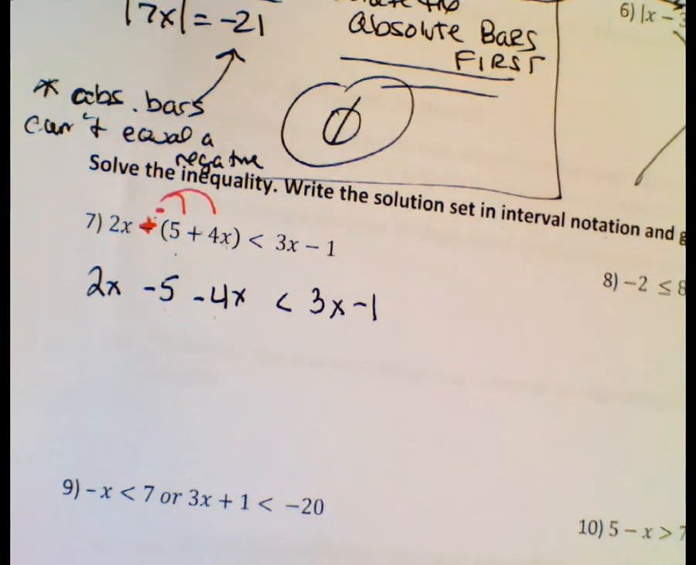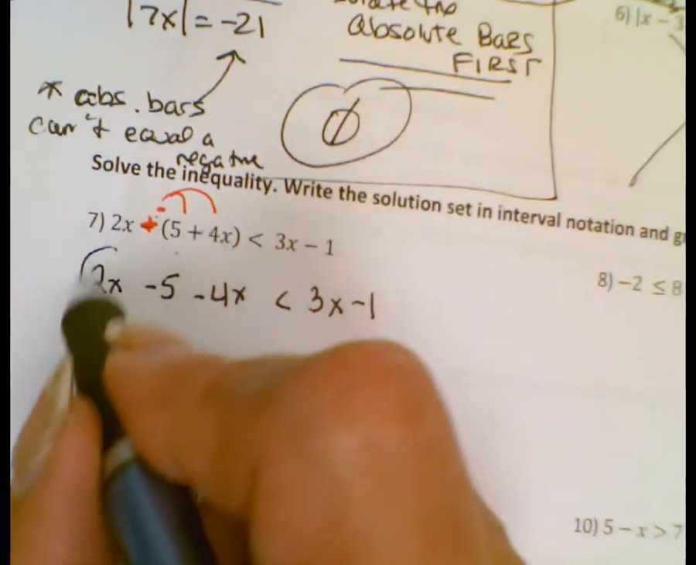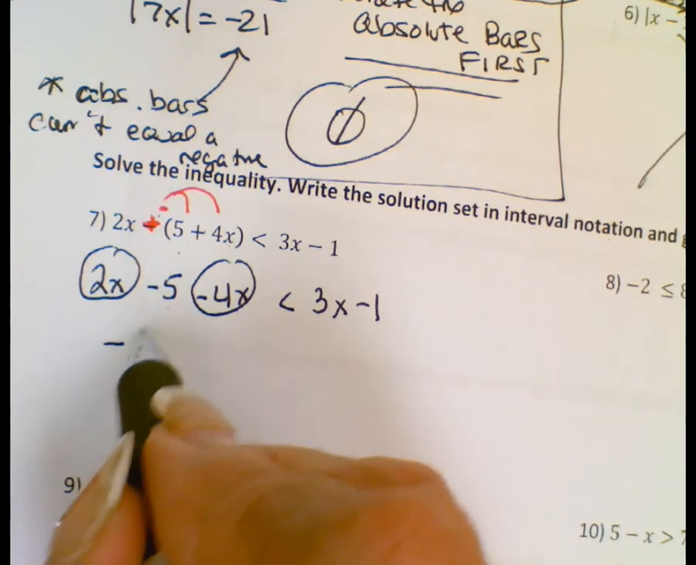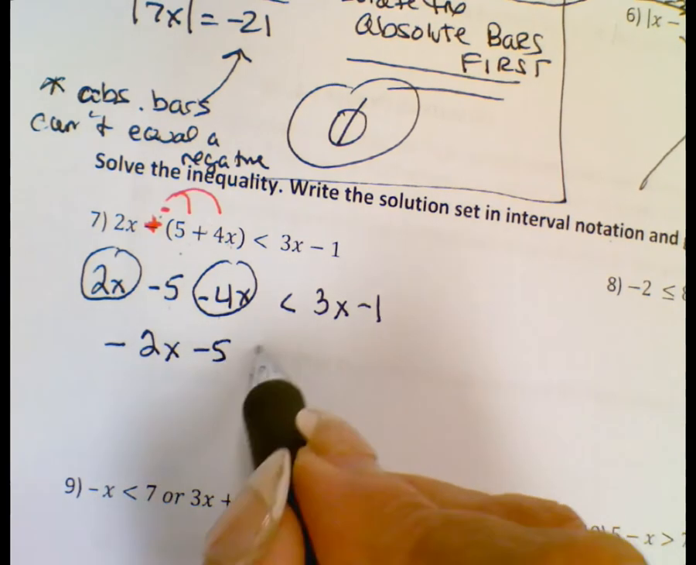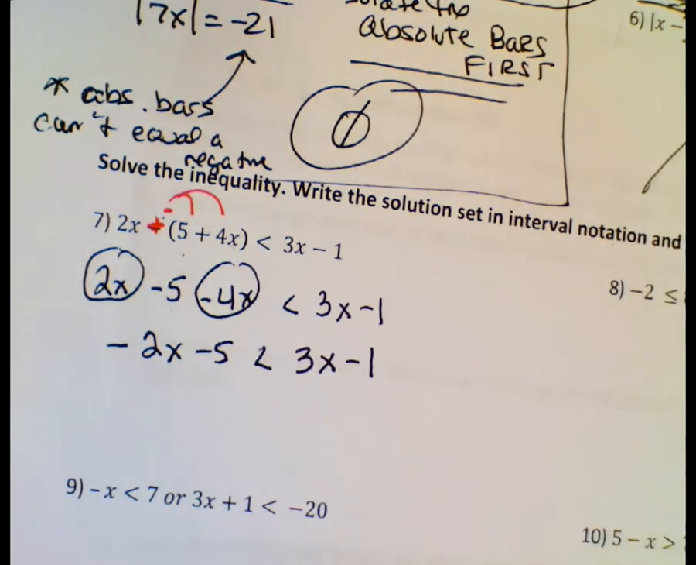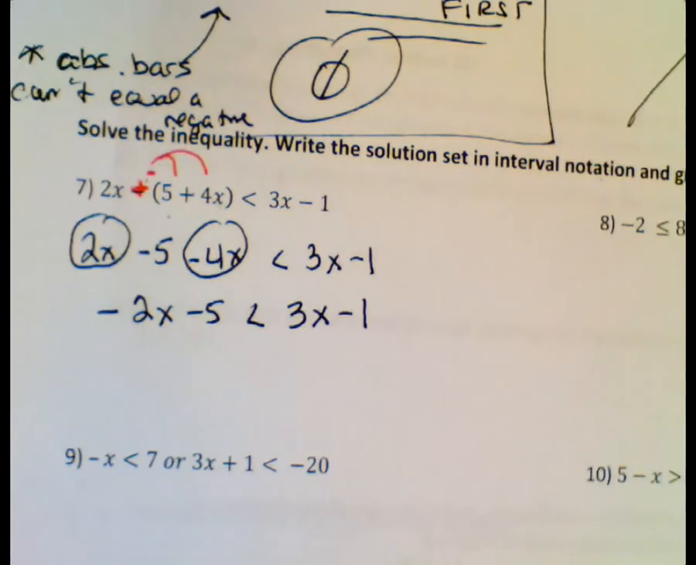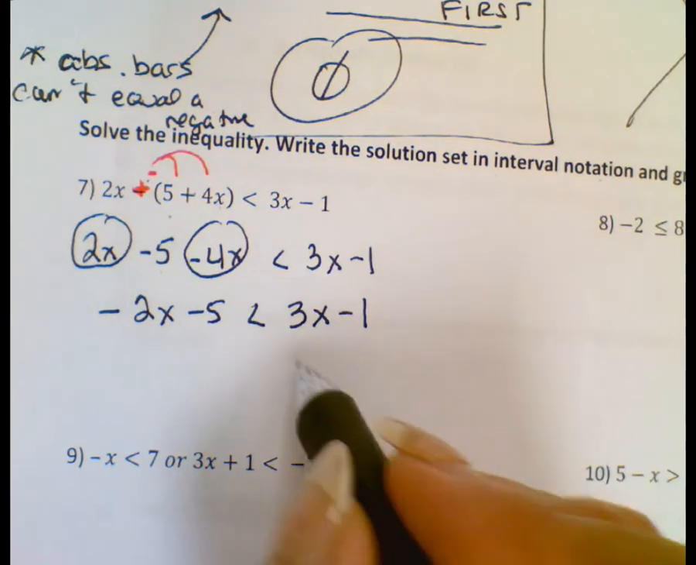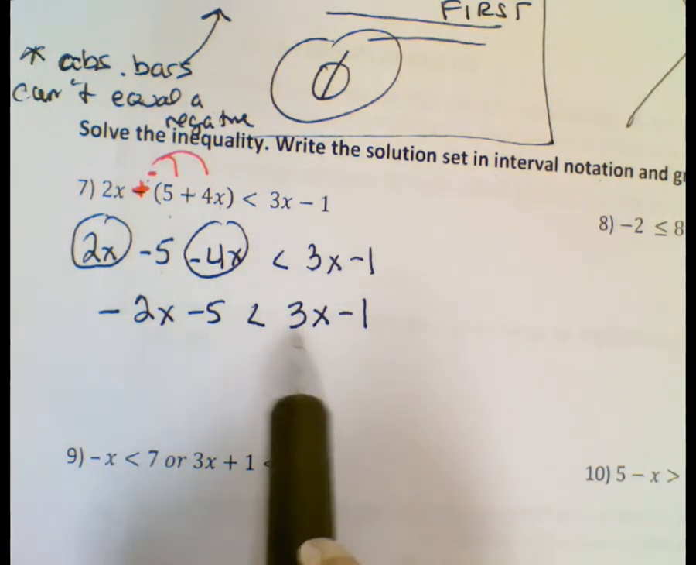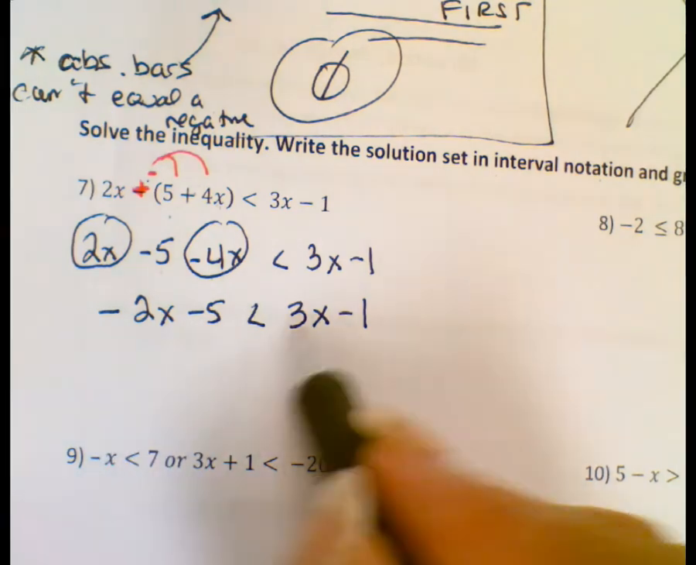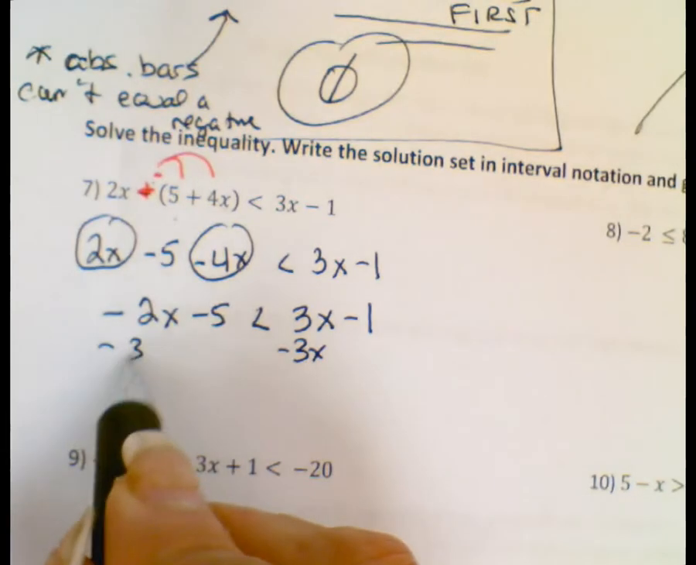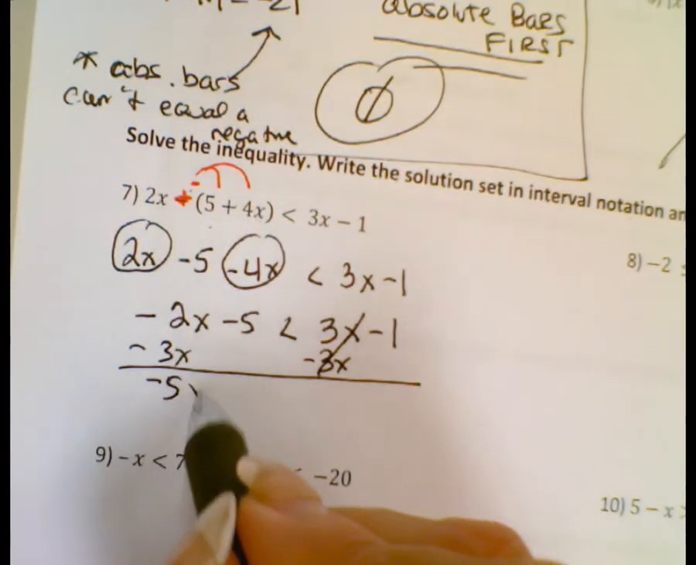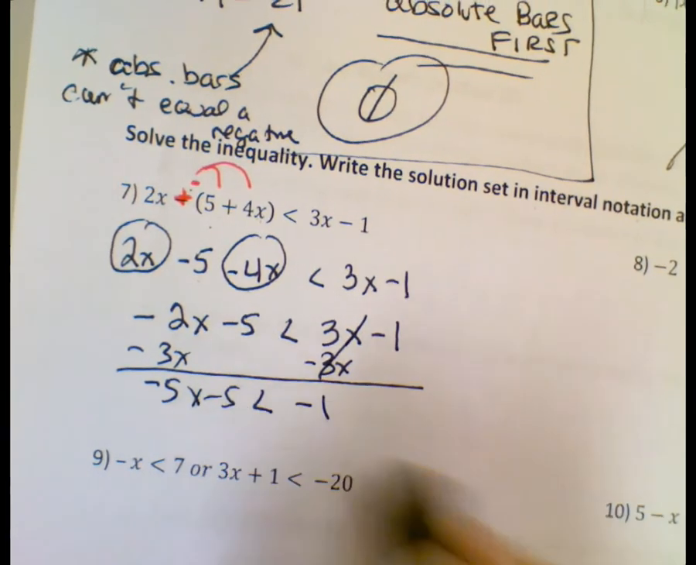Now on the left-hand side, we have 3 terms. That's too many. So which ones can we combine? These 2. Add those together, and you should get negative 2x minus 5 is less than 3x minus 1. Are the x's on the same side? No. Get the x's on the same side. So even though usually I would add a 2x, in this case, because it's an inequality, I like my x's on the left-hand side. So I'm going to subtract 3x to this side. Cancel these. This is negative 5x minus 5 is less than negative 1.